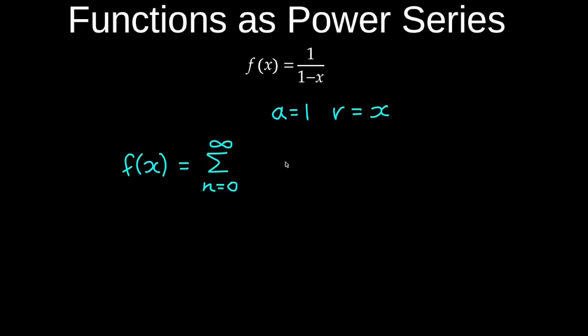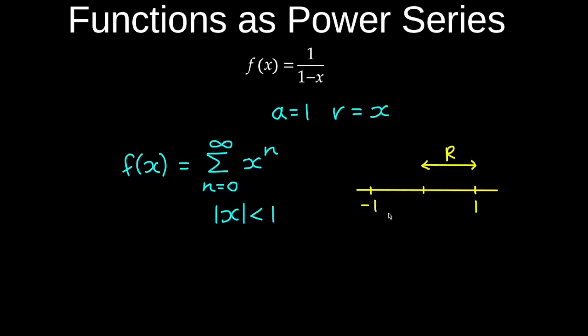So a is 1 multiplied by the ratio to the power of n. And we know that this series converges when the absolute value of the ratio is less than 1. And that gives the radius of convergence. And this tells us that the interval of convergence is from -1 to 1.